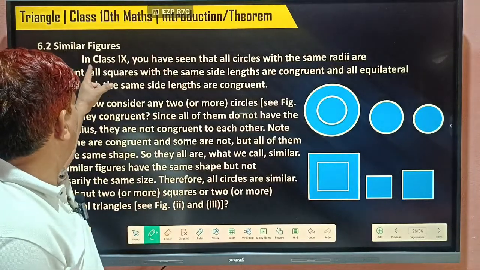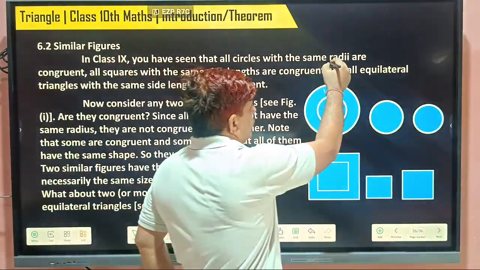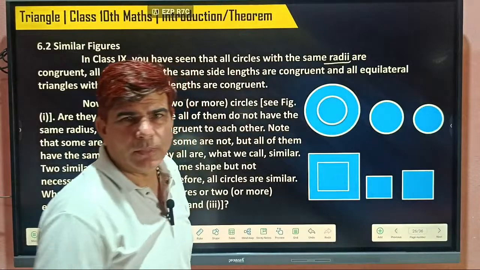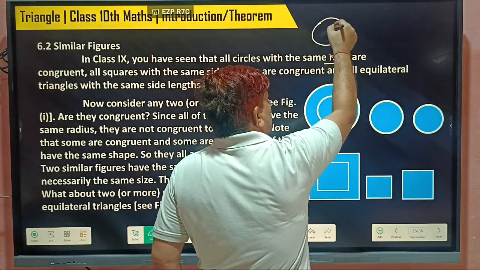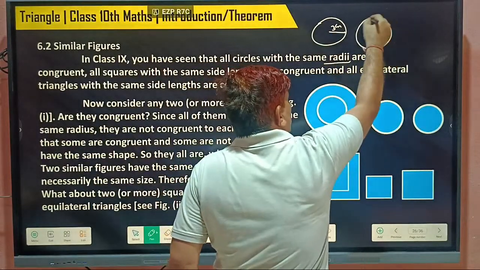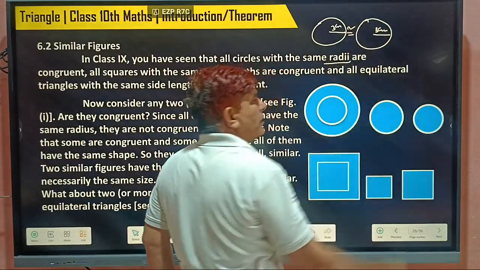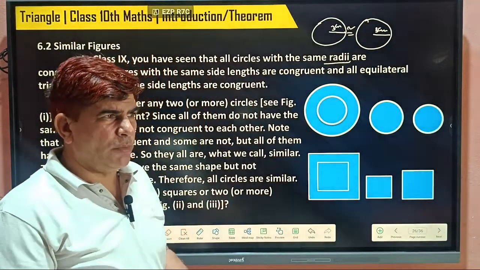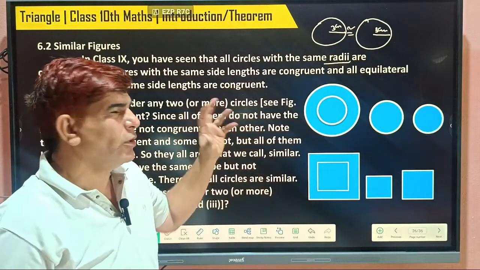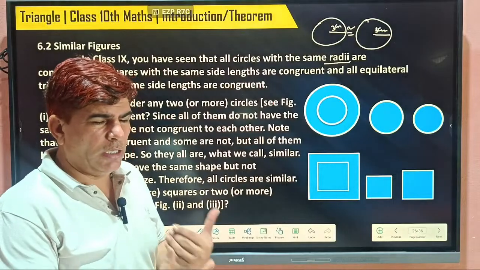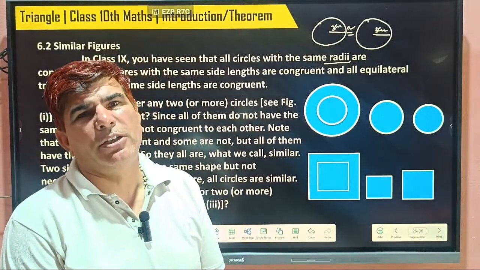In class 9th you have seen all the circles with the same radii. Radii is the plural form of radius. Understood? If two circles have the same radius, say this is one circle we have taken with 3 centimeter, and another circle is also 3 centimeter, then we can say both are congruent. Congruent means if you put one on the other, it is completely covered. In other words, congruence means same shape and same size.